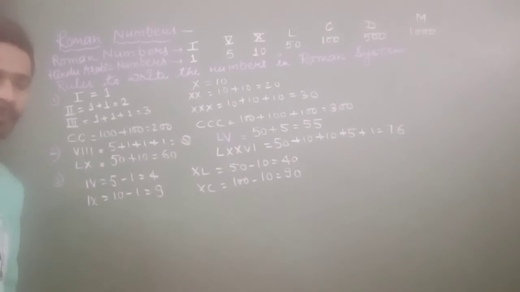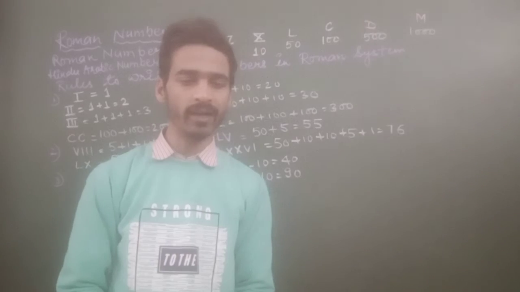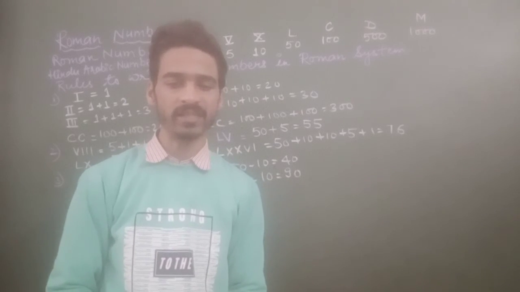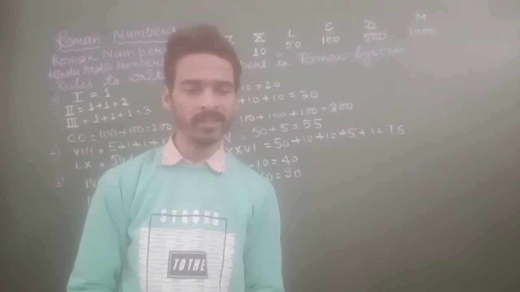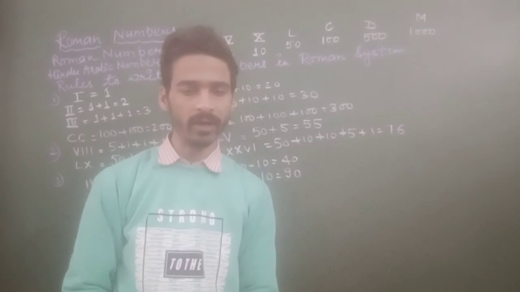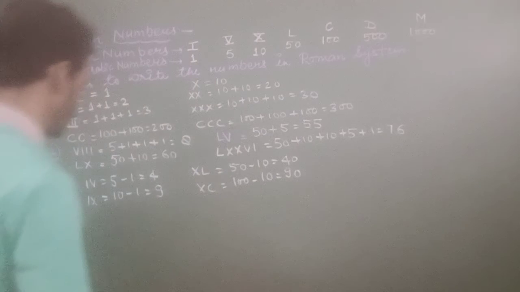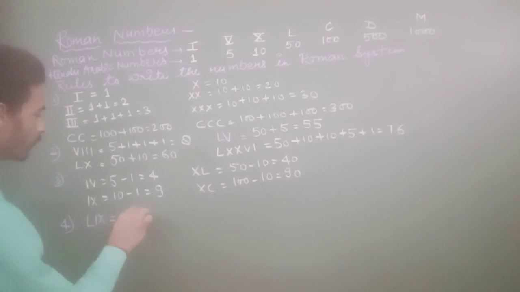Now rule number 4 defines that when a smaller number is placed between two numbers of greater value, it is subtracted from the number placed after it. For example, LIX: IX means 9.